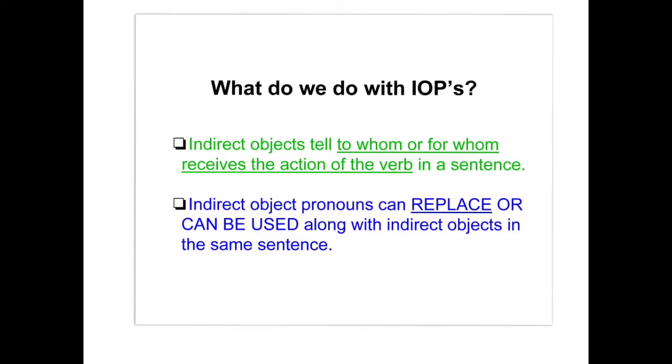Indirect objects are nouns that answer the questions to whom or for whom about the verb in a sentence. Indirect object pronouns will take the place of indirect objects in a sentence. For example, if I say in English, Rosa gives her a ticket, in Spanish, I would say Rosa le da un boleto.